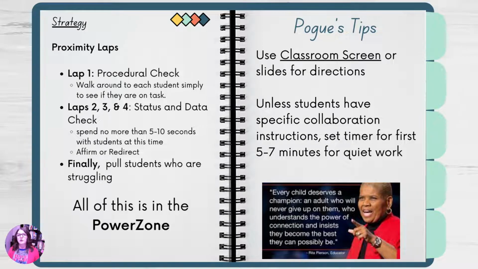When you do that the third or the fourth time, you can see which students actually might need some additional help. They're not quite understanding. And then we can pull those students and work with them in a small group. Again, you can sit down to do this, but you're still in the power zone of the students that need you the most.